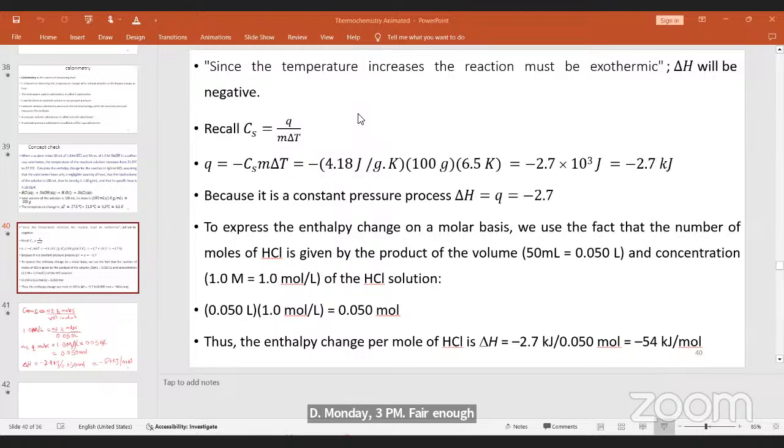You said there was the degree Celsius. No, it was in degrees Celsius. We did not convert. You only convert if the question is given in Kelvin. That is when you convert. But if it's in degrees Celsius, you just do the subtraction.